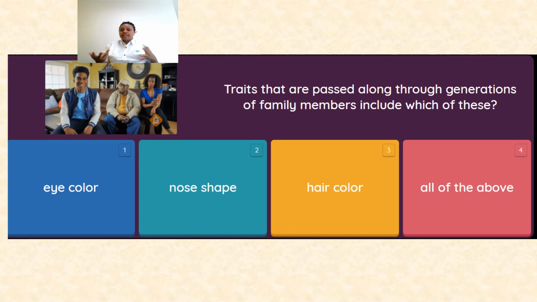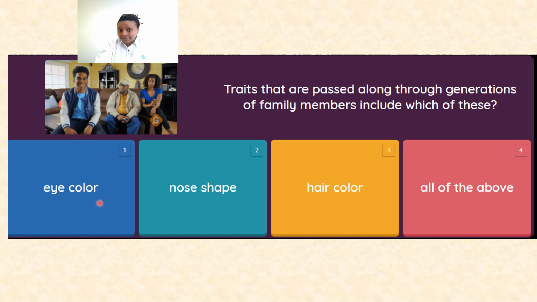Okay, so let's play a little game. Now I will give you 3 seconds to choose and then we will answer. So here we go. Traits that are passed along through generations of family members include which of these? So remember, generations are mom, dad, and offspring. Okay, so what traits are passed down?